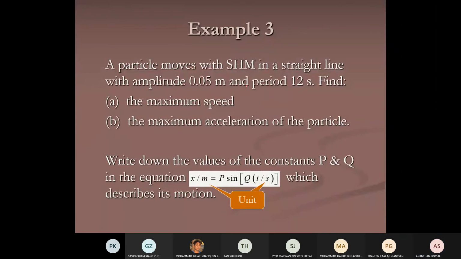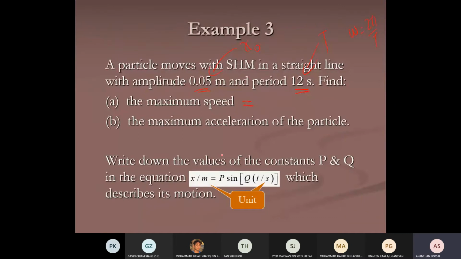Okay, so you got the answer for this. A particle moves in SHM in a straight line with amplitude 0.05 meter and the period is 12 seconds. As I said, this is your x naught. This is your period. Period gives us omega, 2 pi over period. Find the maximum speed.